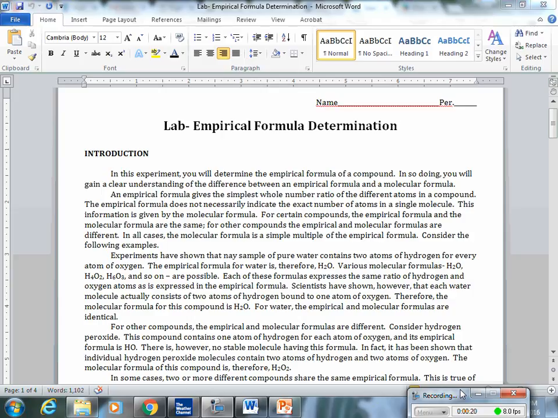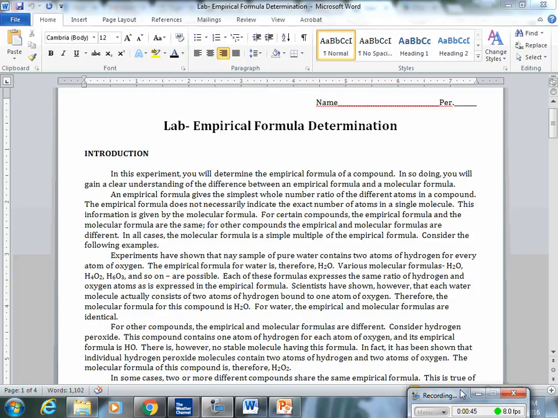You need to have a clear understanding of the difference between empirical and molecular formula in order to do so. The empirical formula is the simplest whole number ratio of the different atoms in a compound. For example, the empirical formula for water is H2O.